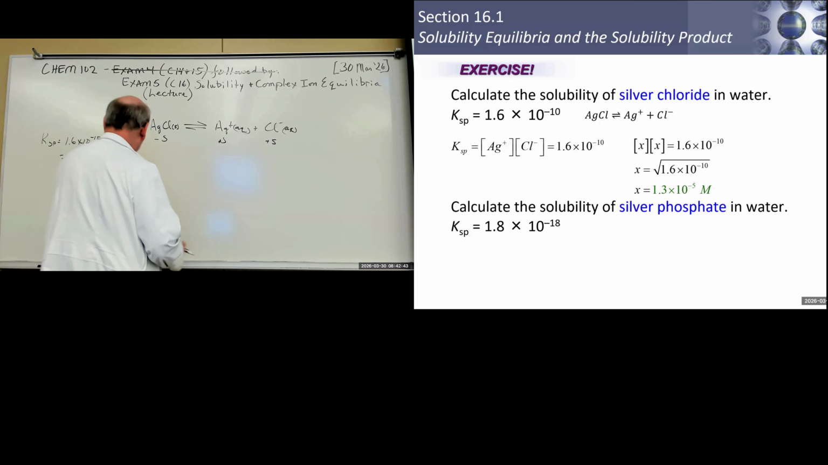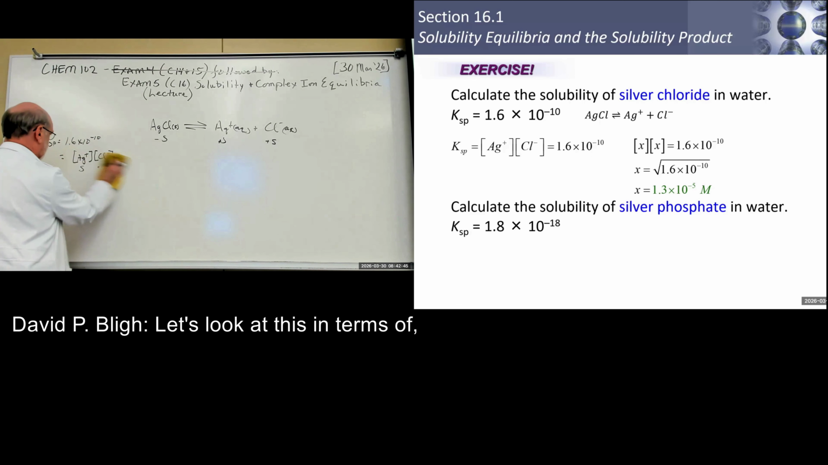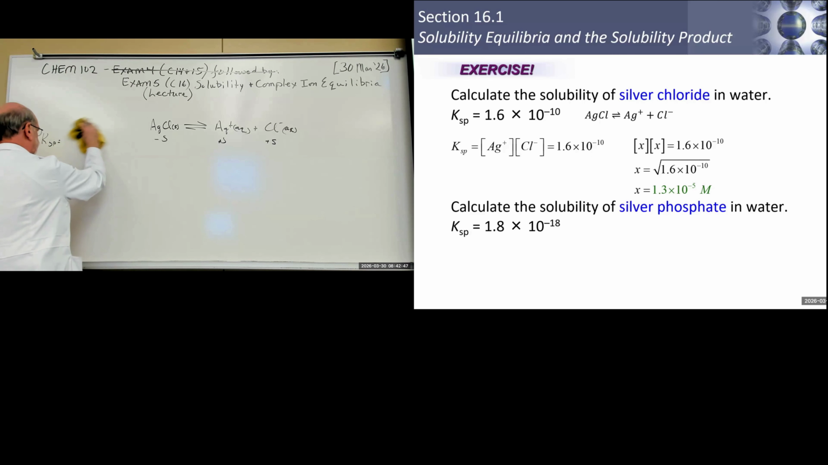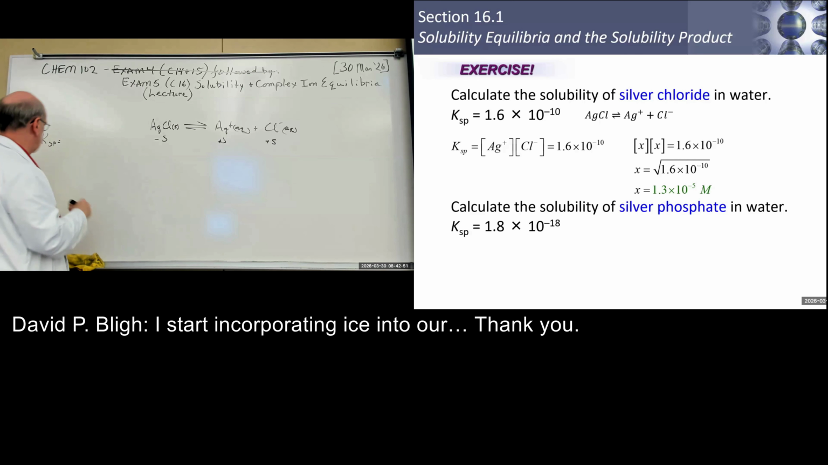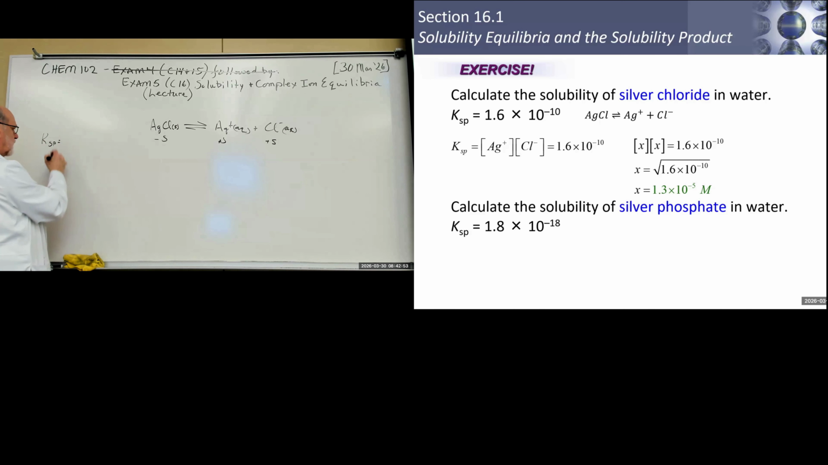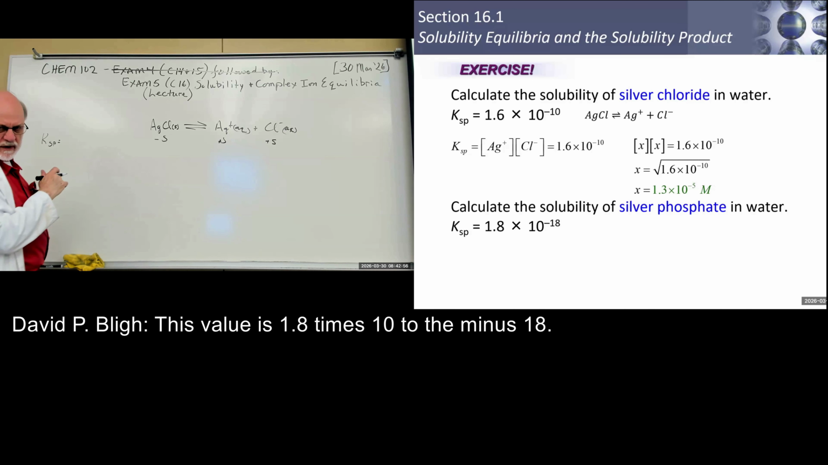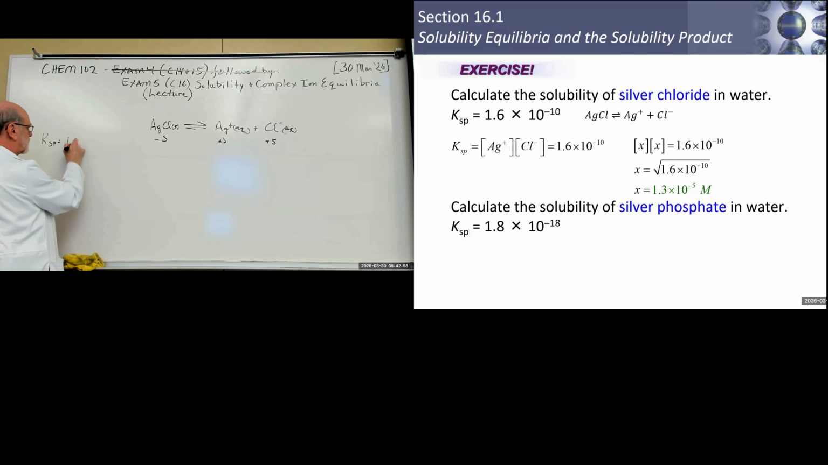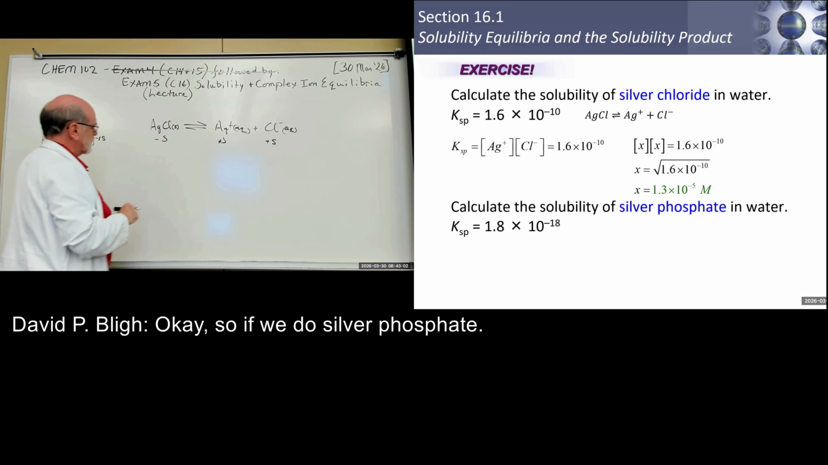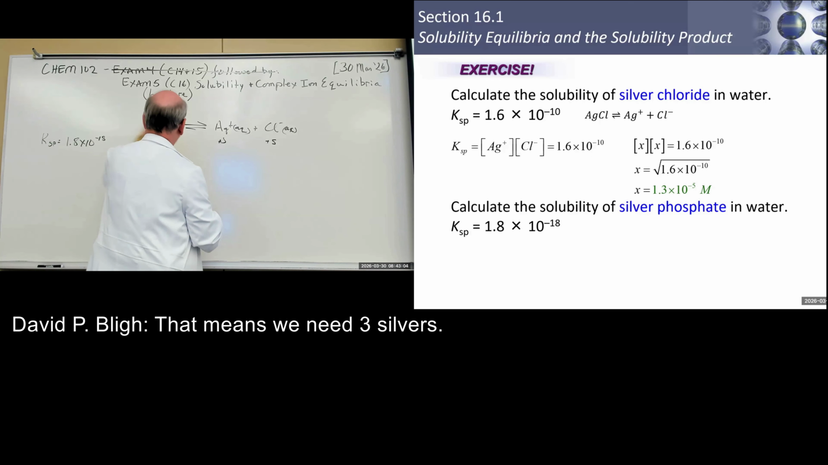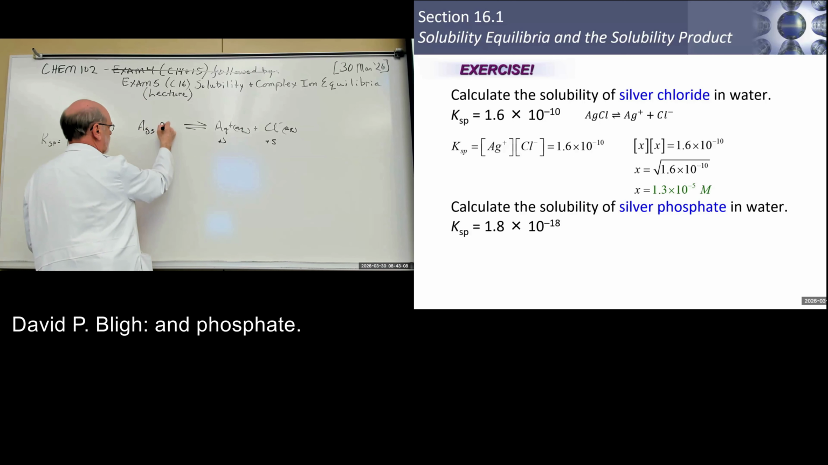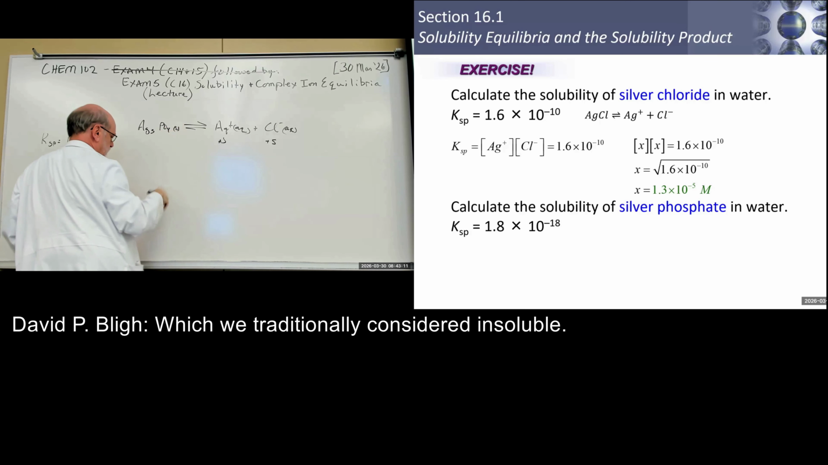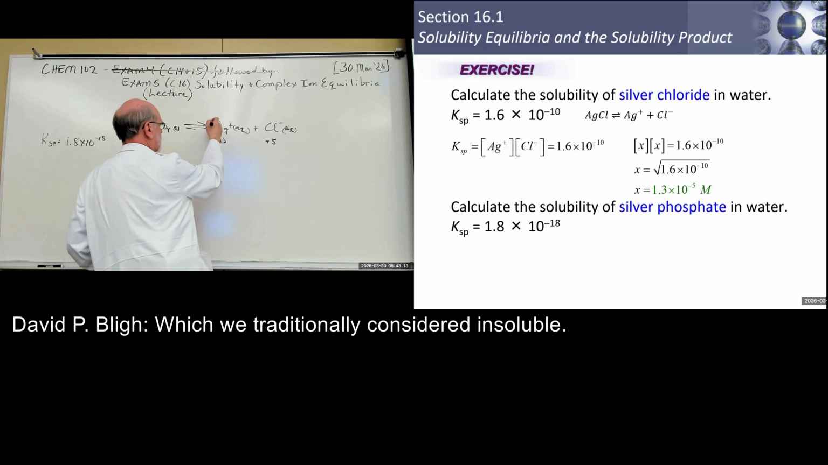How about silver phosphate? Let's start incorporating ICE into our thinking. This value is 1.8 times 10 to the minus 18. So if we do silver phosphate, that means we need 3 silvers and a phosphate, which we traditionally considered insoluble.